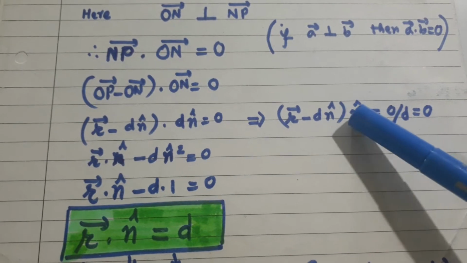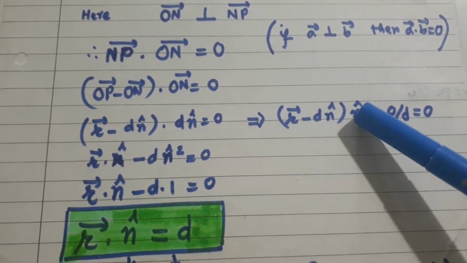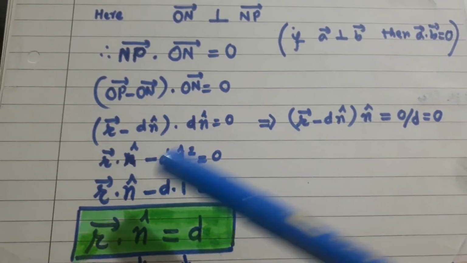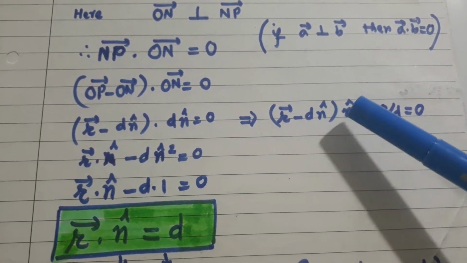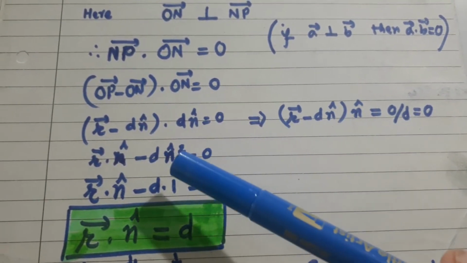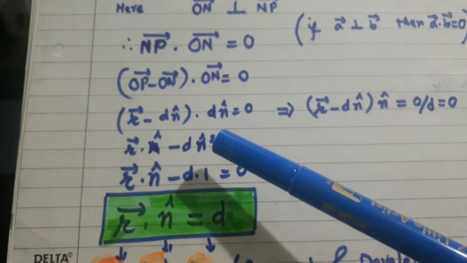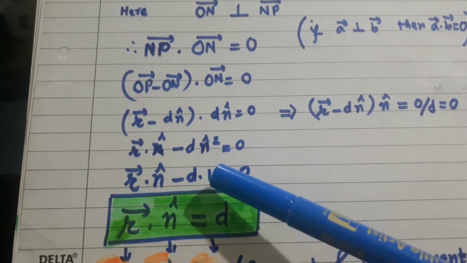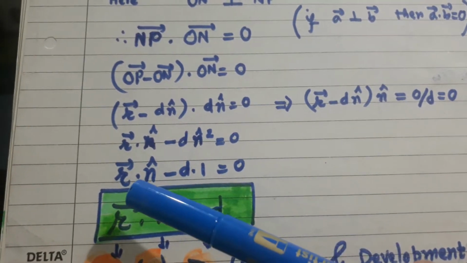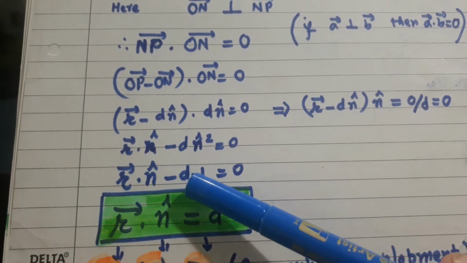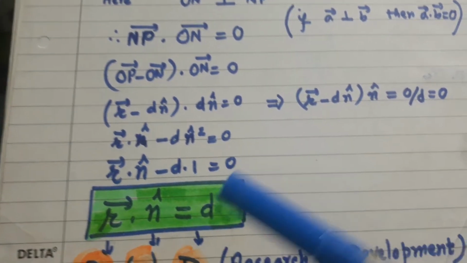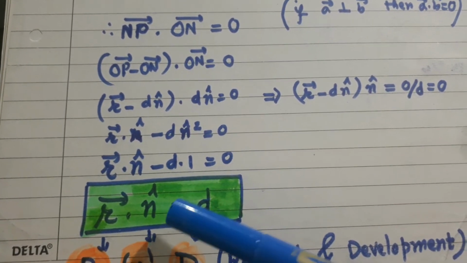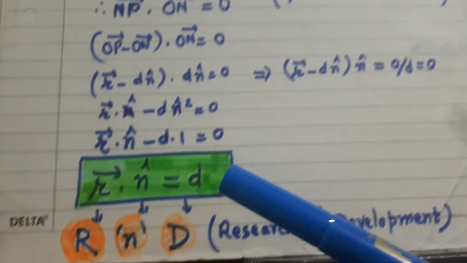When n cap goes inside, it multiplies with R, it will become R n cap. It multiplies with d n cap, n cap n cap square. So d n square. N square is 1. Unit square is 1. So R n cap minus d. Take d to this side. R n cap is equal to d.